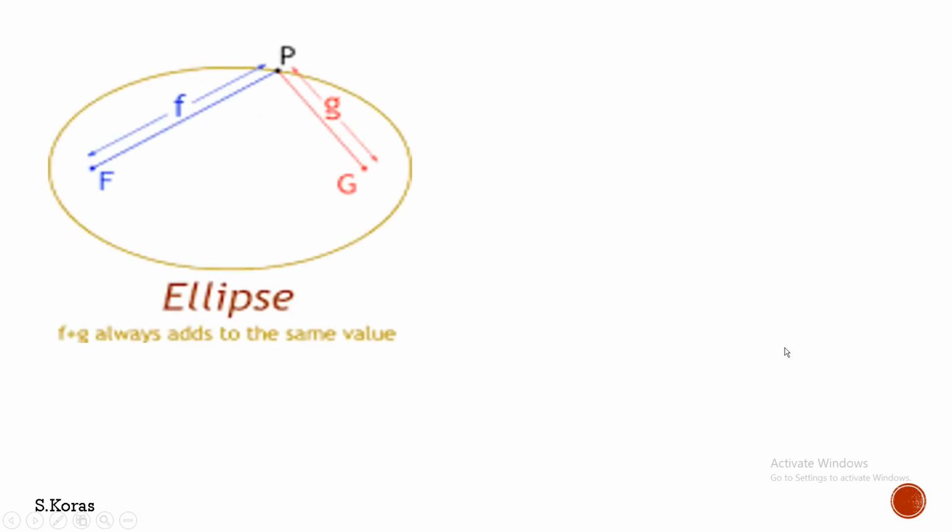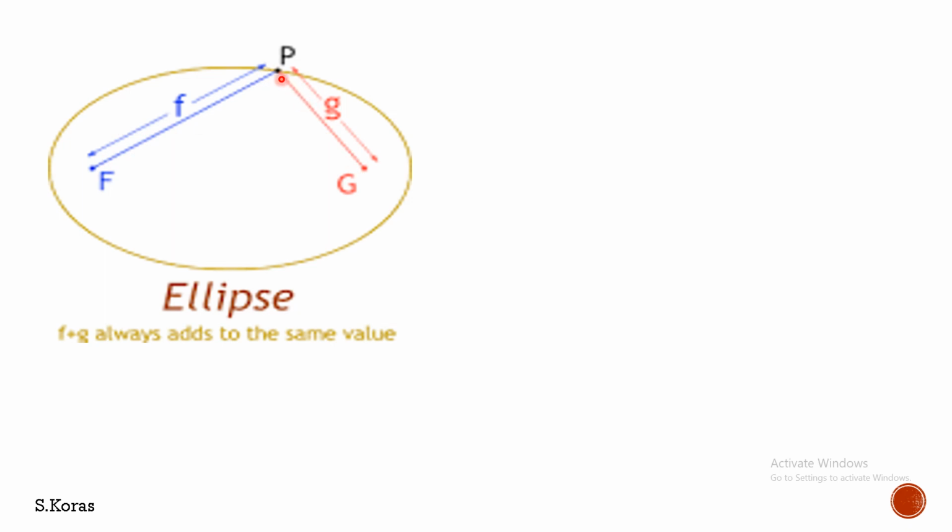Let us consider an ellipse. Here also you can see there are two fixed points. One is this F and another one is this G, and this is the moving point. So this point moves in such a way that FP plus PG is always the same value. For example, if this is 3 and this is 2, then 3 plus 2 is 5. Always it keeps the summation of this distance and this distance equal to 5.